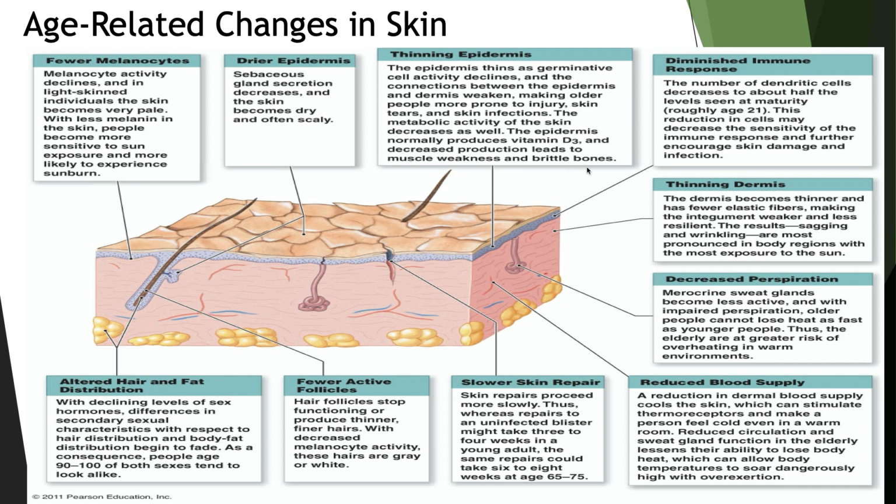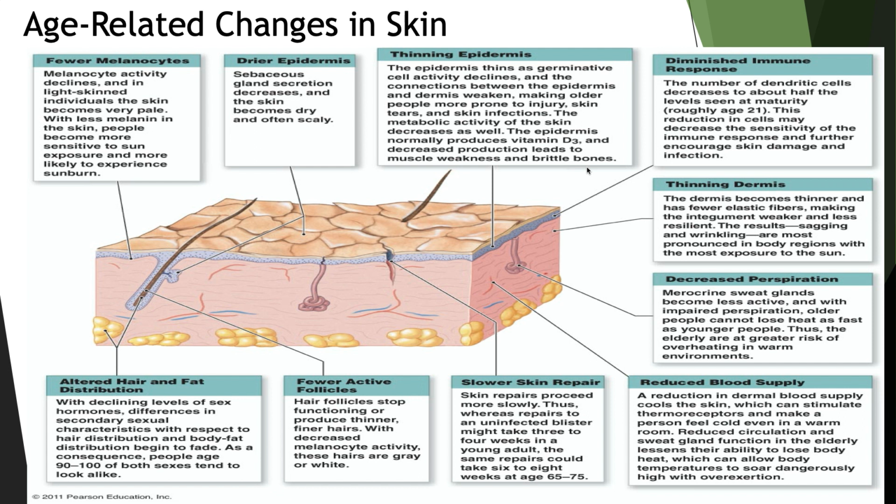Also, the number of dendritic cells decreases to about half of the level seen in maturity. And this reduction in cells may decrease sensitivity to the immune response and further encourage skin damage and infection. And the last thing we're going to talk about, you have the dermis that becomes thinner and has fewer elastic fibers, making the integument weaker and less resilient. And this results in sagging and wrinkling, and is most pronounced in the body regions with the most sun exposure.